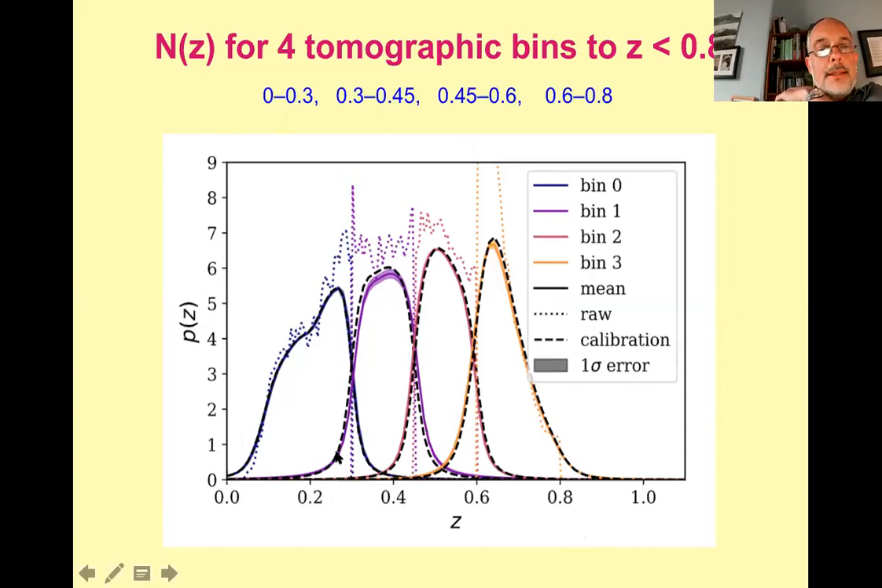So for a moment, let's just accept that these solid colored lines here with very small confidence bands reflect the true redshift distribution that's imposed by that photo-Z selection. So you can see there's a little bit of overlap at the bands, of course, in the tails of the distribution, but generally they're pretty clean.